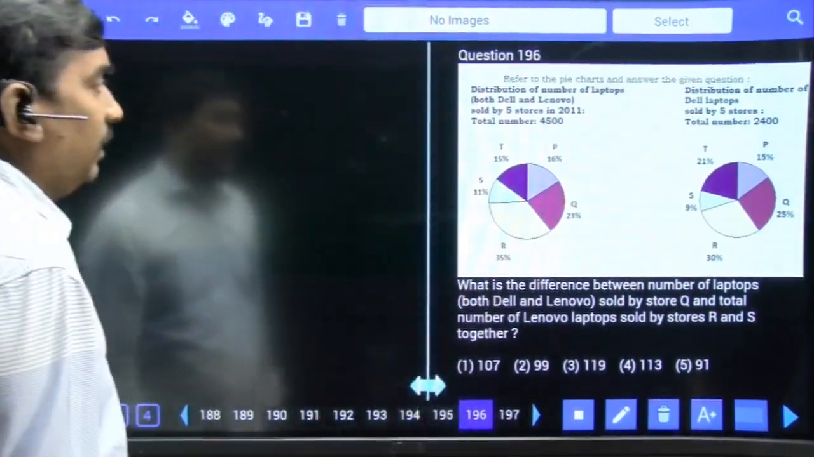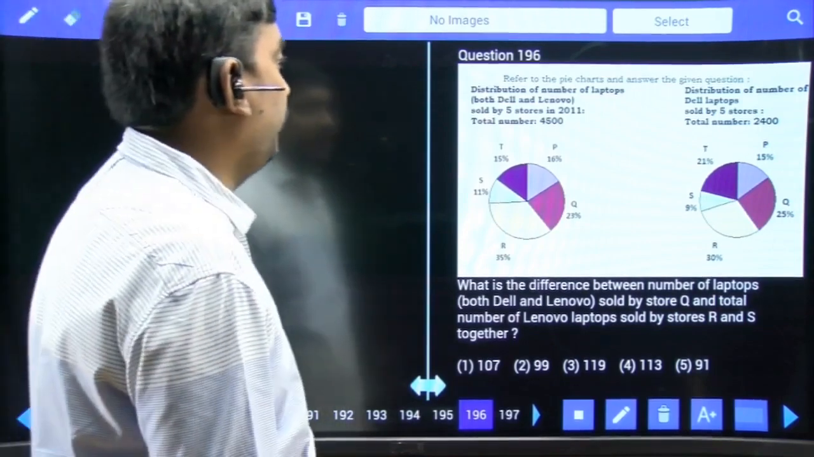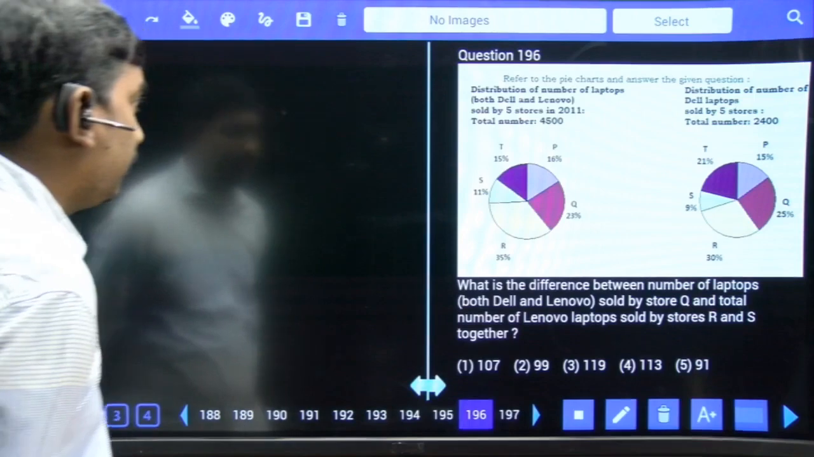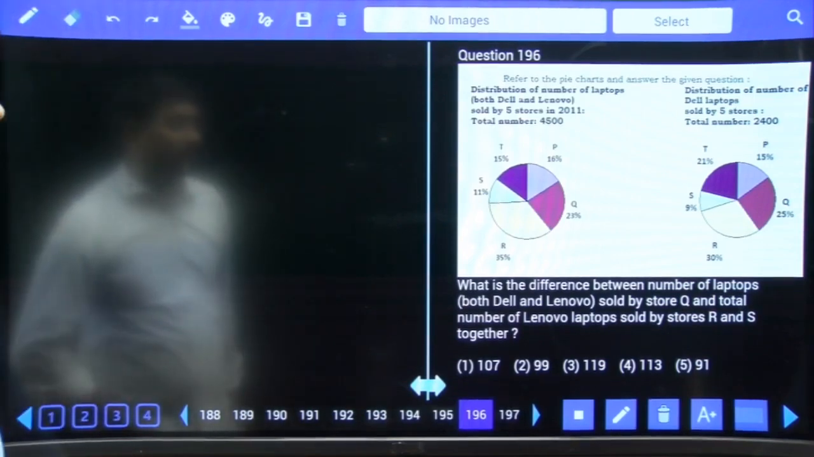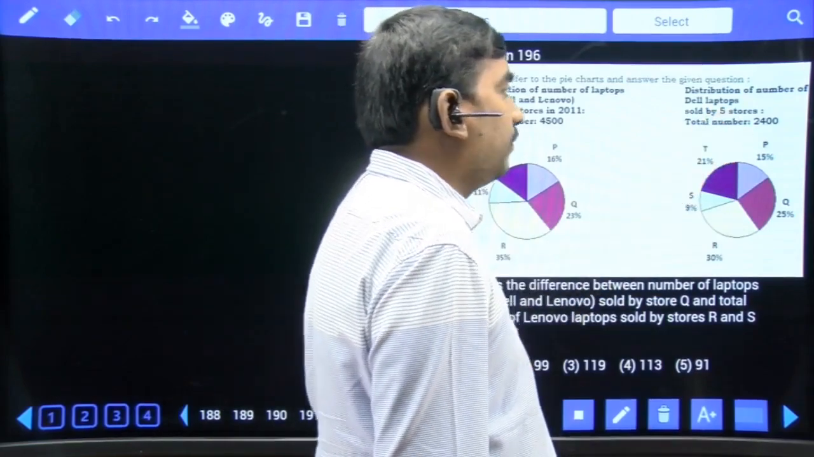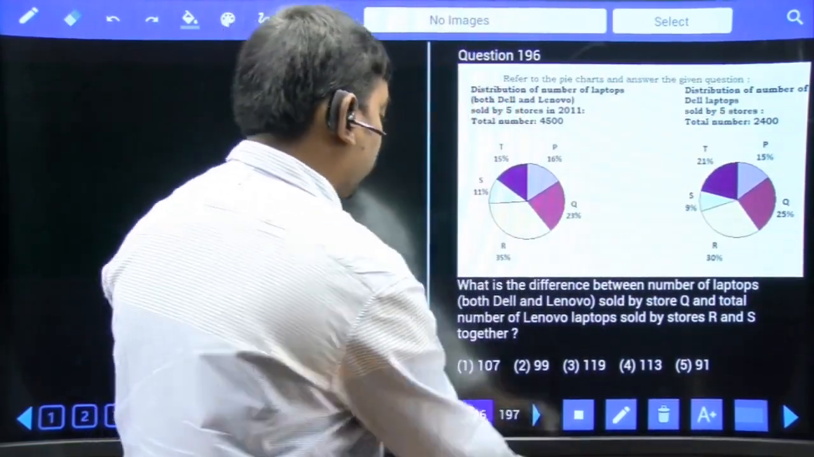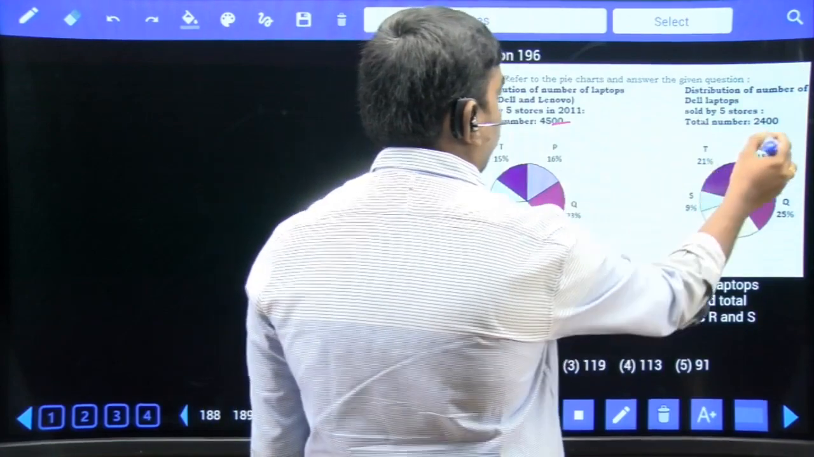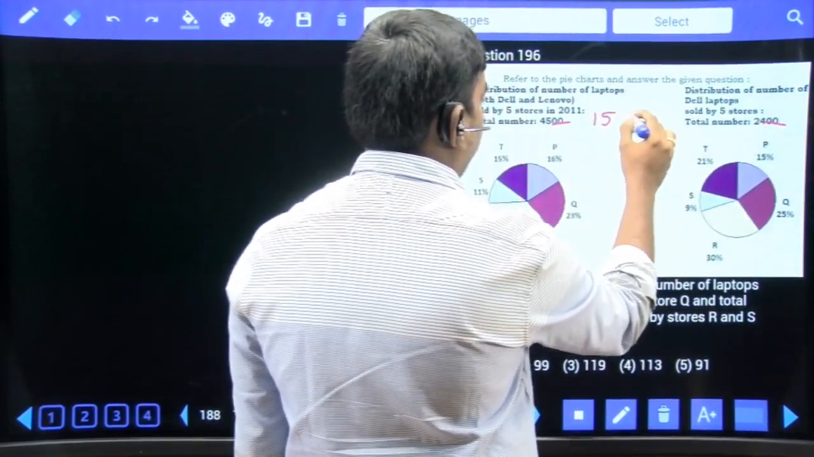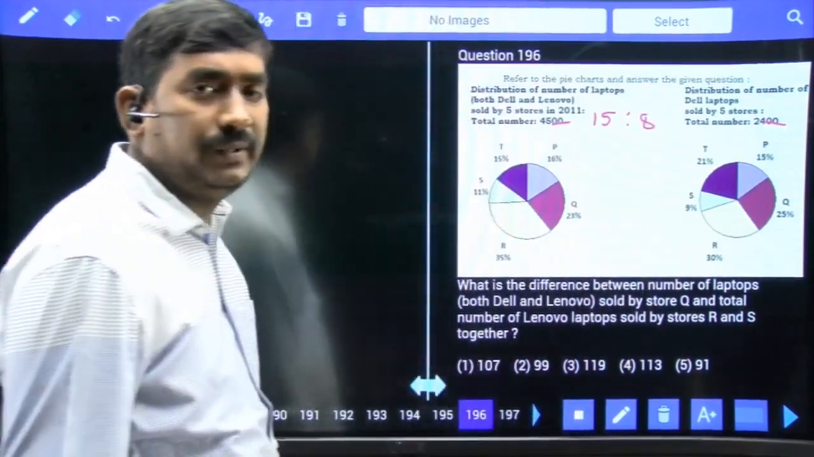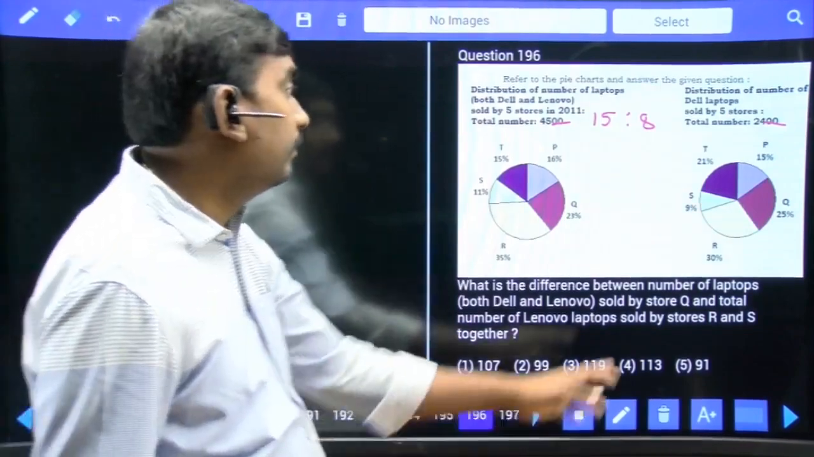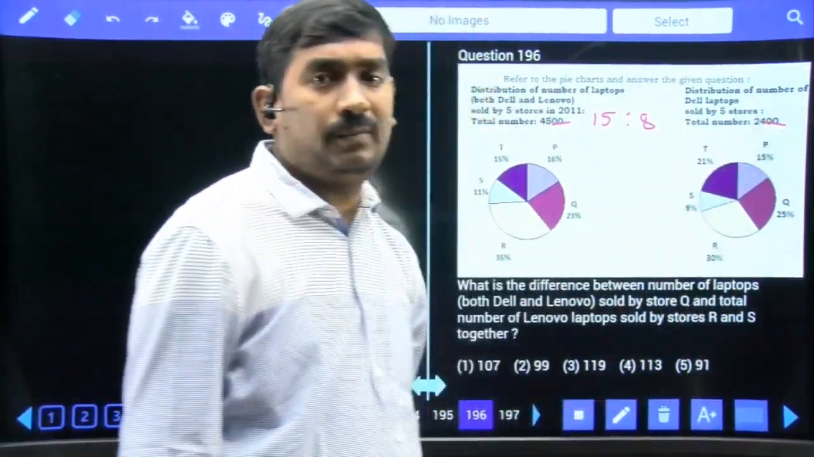Refer to the pie chart and answer the given question. Distribution of number of laptops, both Dell and Lenovo, sold by 5 stores in 2011. Total number is 4,500. Distribution of number of Dell laptops sold by 5 stores, total 2400. Ratio method: 5, 3, 15 times 3, 8 times. 15 is to 8. 15 parts value 45, 1 part value 3. 8 parts value 24, 1 part value 3.